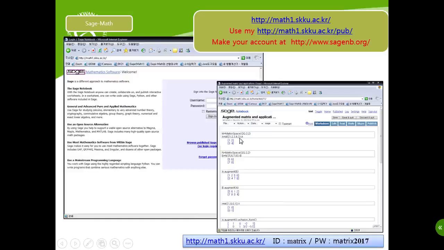So it will be really good resource for you to use. And I'll explain this later. I also made the ID and password to do this, and it will be noticed once again later when it is needed.